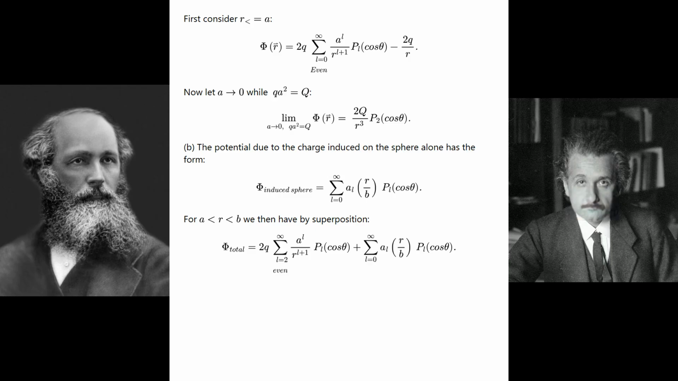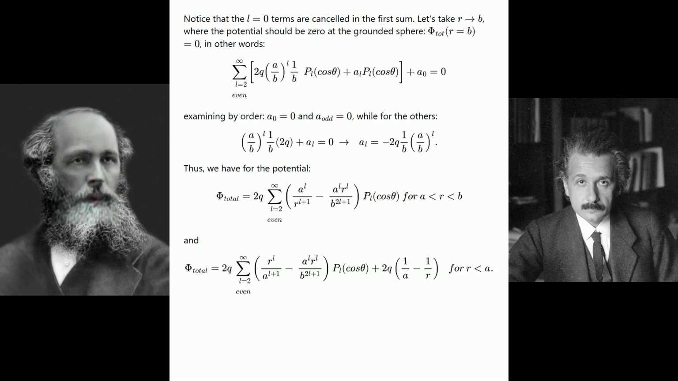First consider r less than or equal to a. See the equation shown. Now let a go to 0 while qa squared equals Q. See the equation. B. The potential due to the charge induced on the sphere alone has the form, see the equation shown. For a less than r less than b, we then have by superposition, see the equation. Notice that the L equals 0 terms are cancelled in the first sum. Let's take r goes to b, where the potential should be 0 at the grounded sphere. Phi sub tot of r equals b equals 0. In other words, see the equation shown.